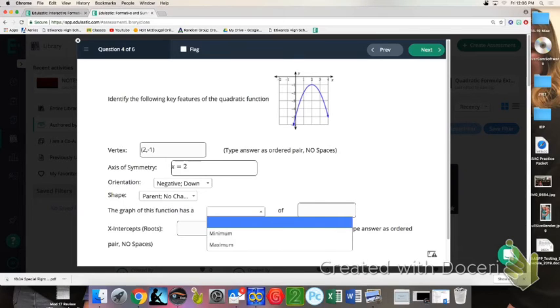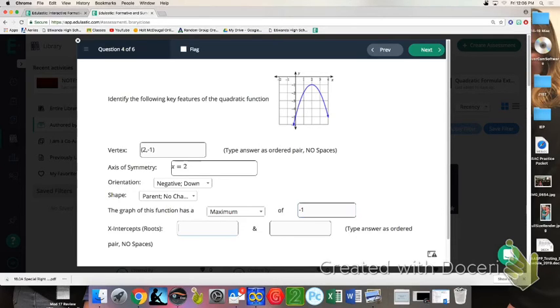Does it have a maximum or a minimum? Of what? Negative 1 is the highest it goes. Notice that's always the y value of your vertex. So I'm going to stop there for a minute. The x value of your vertex determines your axis of symmetry. The y value of your vertex determines your maximum or minimum value.